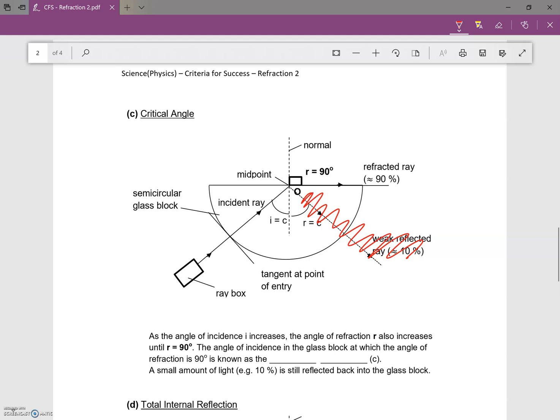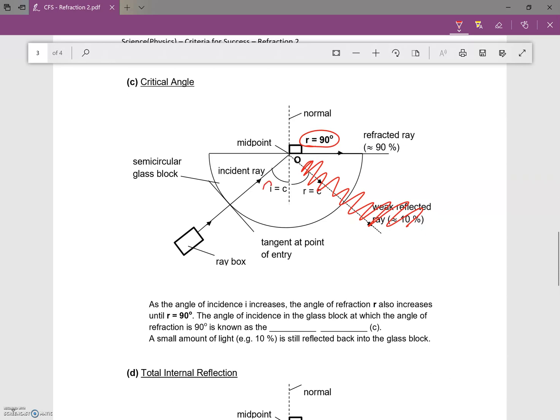the angle of incidence more and more, okay, there will come to a situation where the angle of refraction becomes 90 degrees. Okay, so I say again, when I increase the angle of incidence more and more, you will see that there will come to a point in time where the angle of refraction becomes 90 degrees. What we will say is that for this angle of incidence that produces this angle of refraction equal to 90 degrees, we give this angle of incidence a special name. We call it the critical angle.